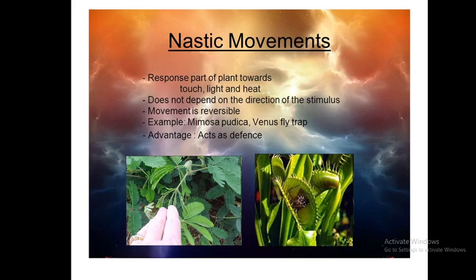Now another type of movement, that is thigmonastic or haptonastic movement. The temporary bending movements of the leaves of insectivorous plants caused by the touch of insects is called thigmonastic movements. Example: Drosera and Dionaea. In Drosera, as soon as an insect sits on the leaf, the tentacles curve inward to trap the insect.